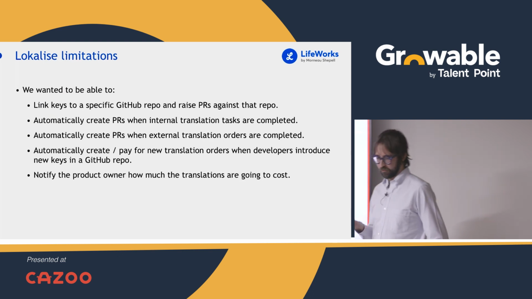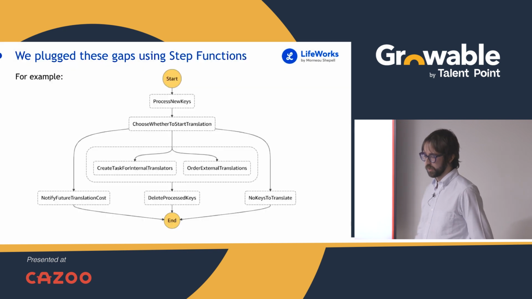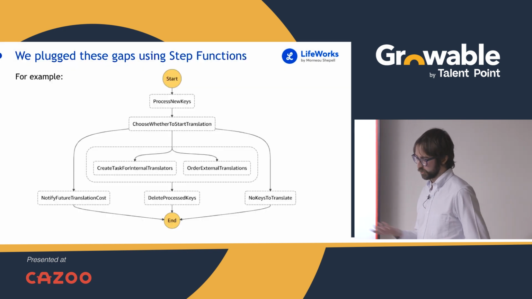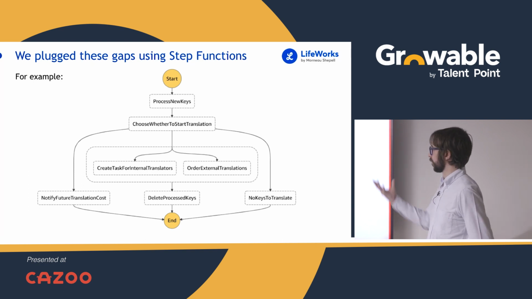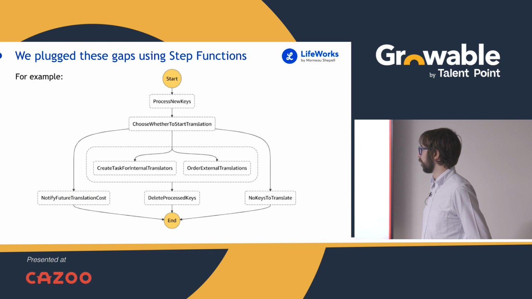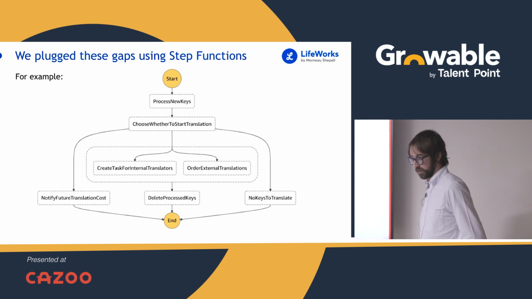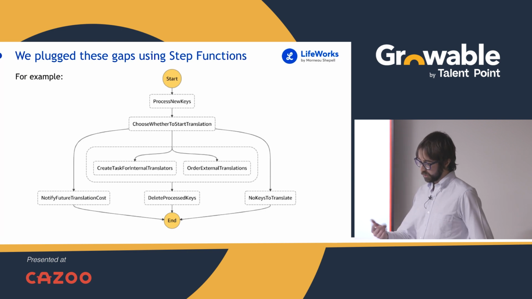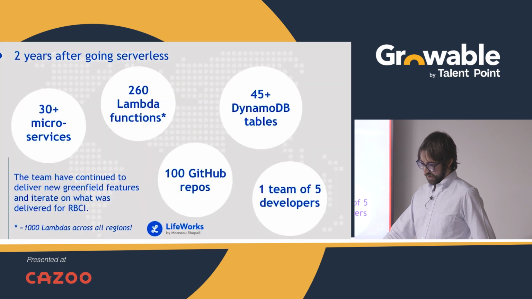So we were able to plug some of these gaps ourselves by writing code on the edge of it, and the way we did that was using step functions, which are another serverless offering AWS has. So you can define workflows basically, and you can have all retries and conditionals built into these. And this was quite nice for defining how we order translations and stuff like that. You can speak to Deanna about this if you want to know more, because she knows a lot more than me.